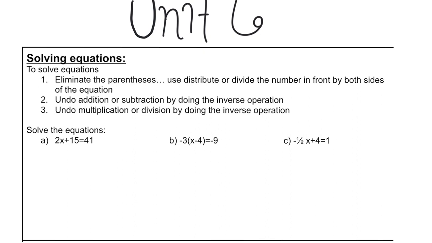So when we are solving an equation, the first thing we want to do, if there are parentheses, is eliminate the parentheses. And we can do that by either distributing or dividing the number from both sides. After we do that, then we undo any addition or subtraction by doing the inverse operation, which would be the opposite of addition or subtraction is subtraction or addition. Then we undo any multiplication or division. So let's take a look at this first problem.